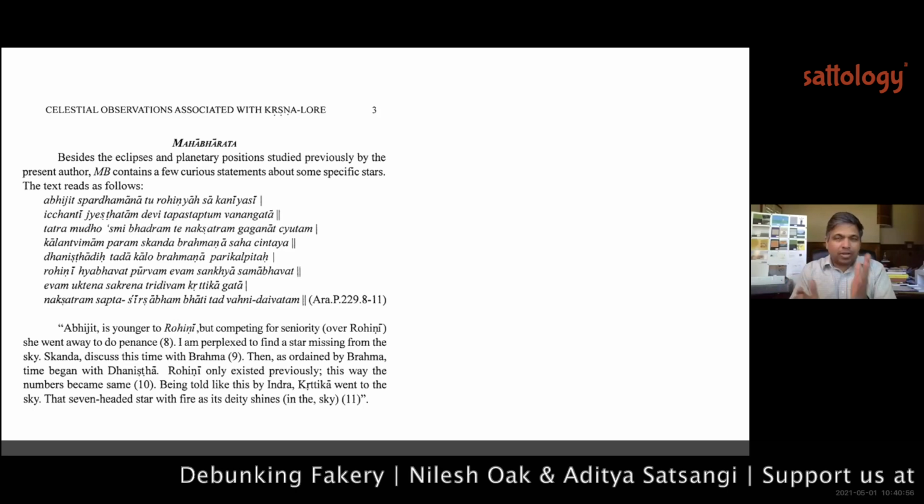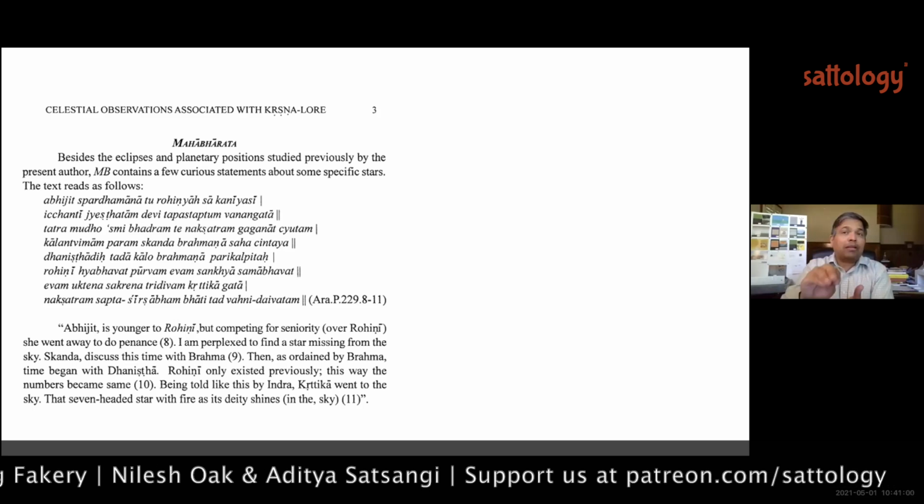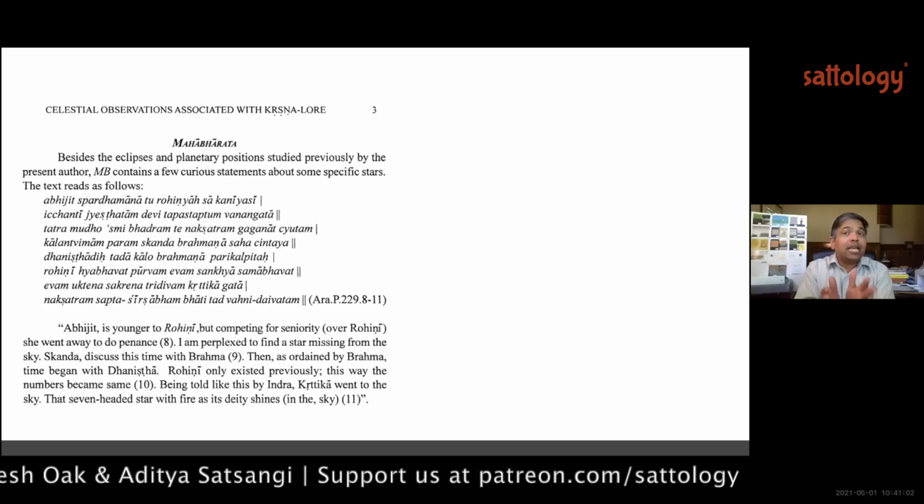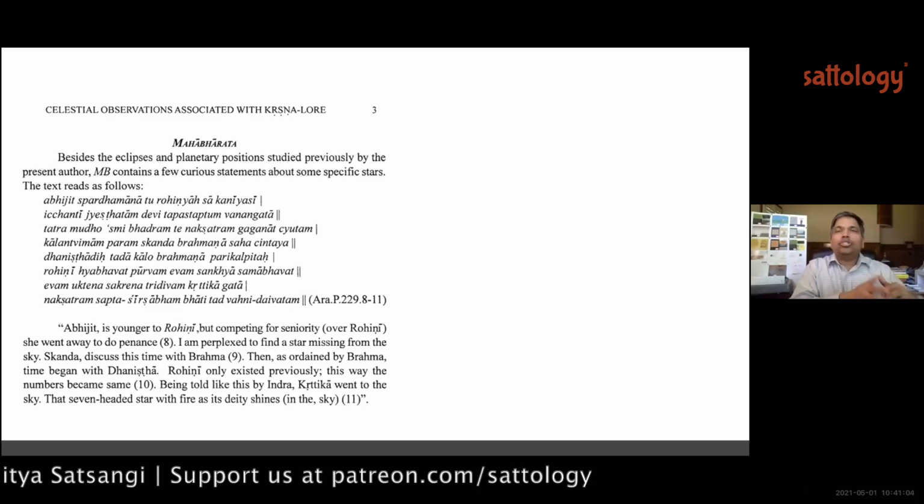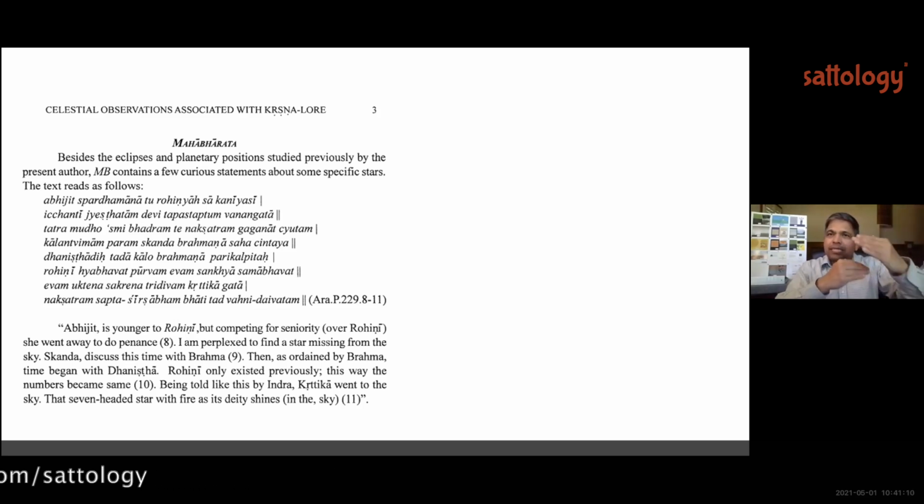That is how the dialogue comes. And this dialogue has been narrated by Markandeya to Yudhishthir. Try to understand. It's Markandeya telling Yudhishthir, long before the Mahabharata war, a story of the past where Indra is discussing something with Skanda.